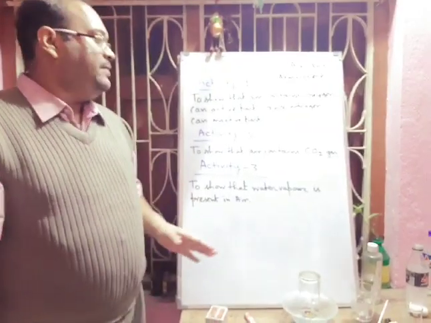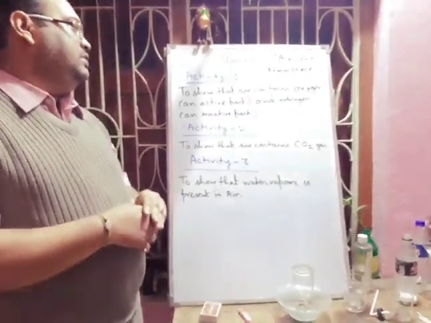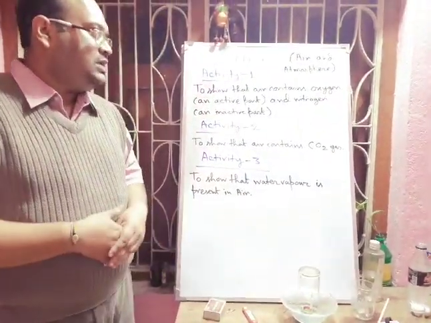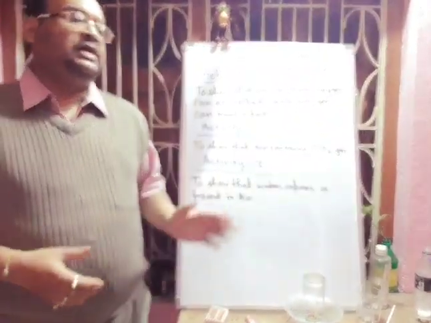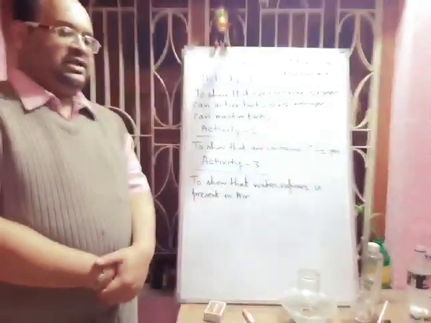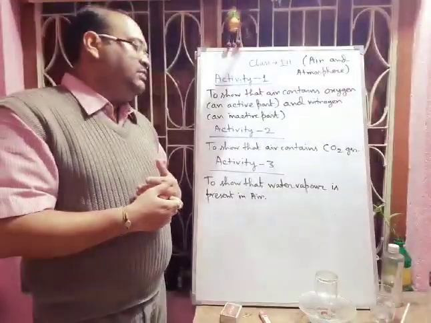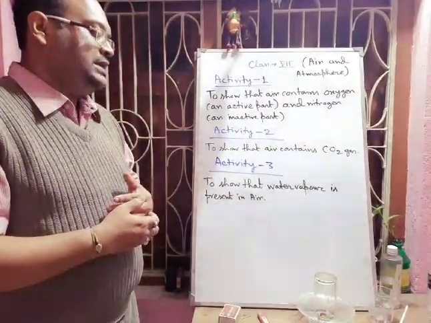Okay, so in this way, through this activity, we can prove that air contains oxygen, and the other part is not reacting, it is the inactive part, and that contains nitrogen. Hope you can understand. Next we will go to activity 2. In this activity we will show that air contains carbon dioxide gas.